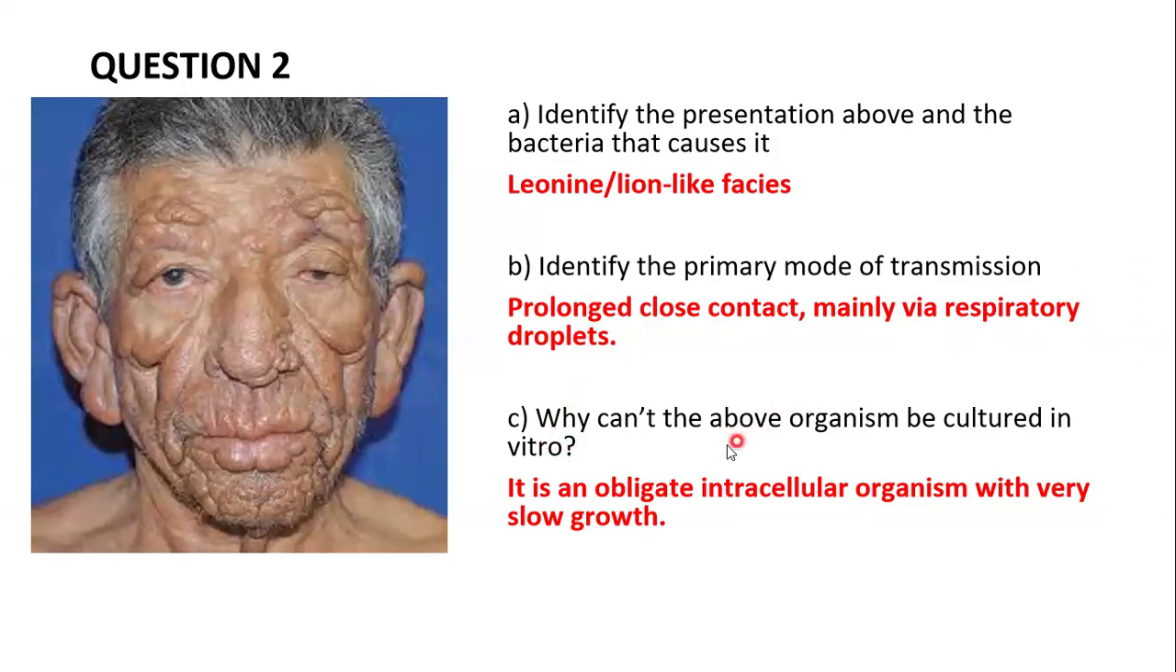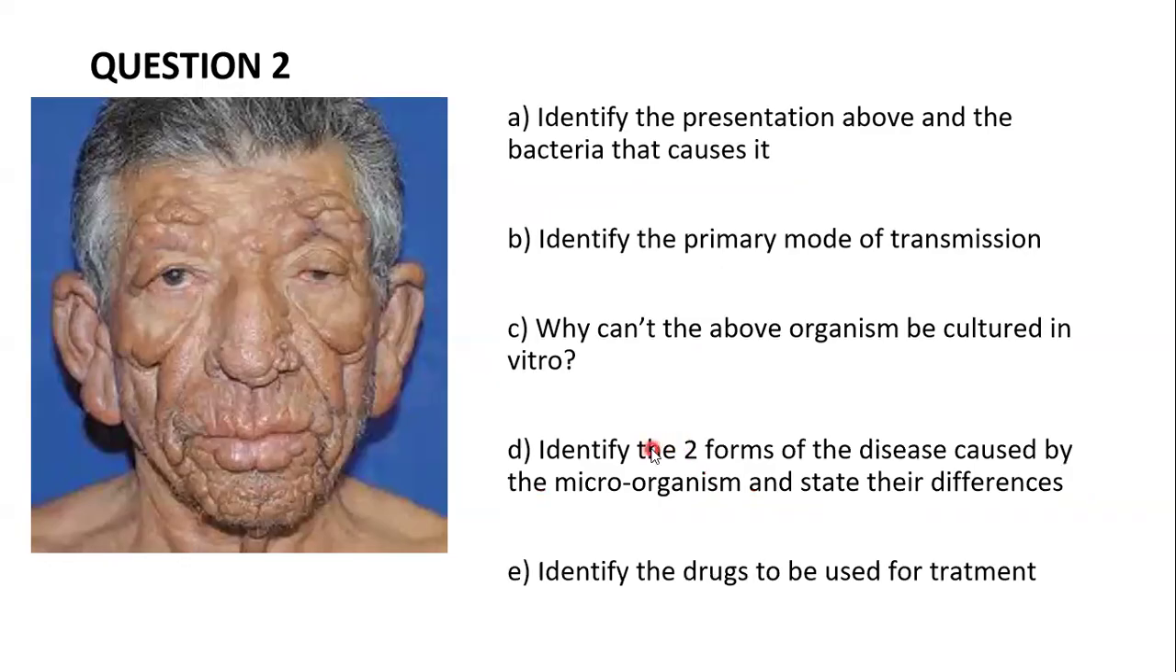Why can't it be cultured? It's an obligate intracellular organism, and it grows very slowly. That's why you can't culture it in vitro. Okay. And then the next question was identify the two forms. So the two forms are lepromatous and tuberculoid.